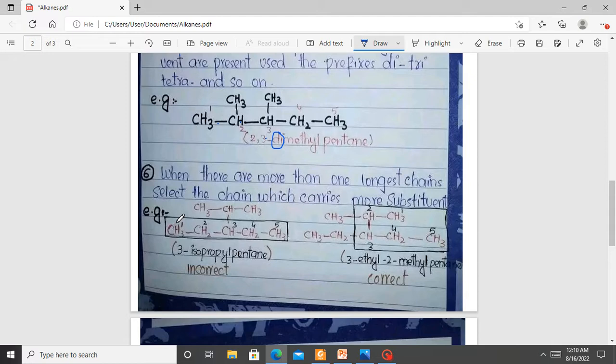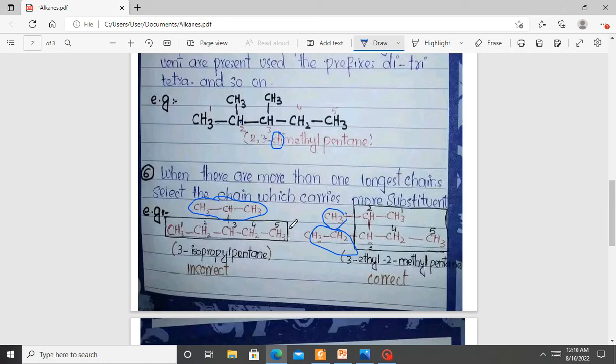We can number the carbon from 1, 2, 3, 4, 5, and leave the whole of this as a substituent. So this substituent is what we call an isopropyl substituent. Or we can also go this direction by numbering 1, 2, 3, 4, 5, and we get two substituents here, a methyl and an ethyl. So keep that in mind.